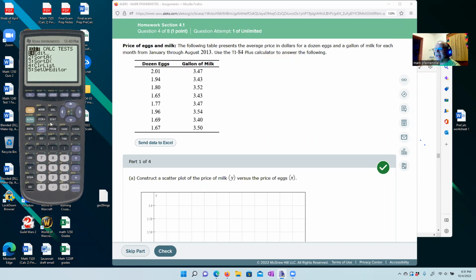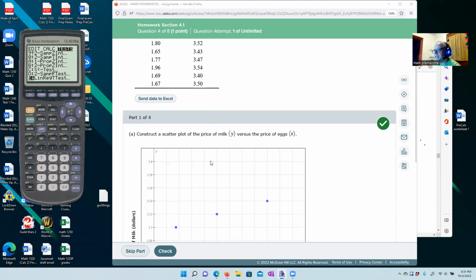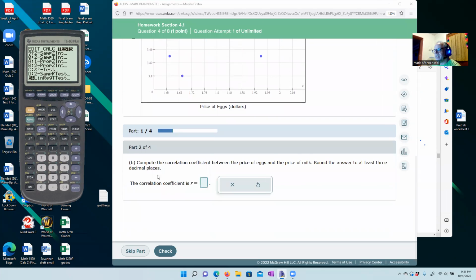So we're going to hit stat. We're going to go to tests, and I'm going to go down to E here. That's going to be lin reg t-test. That's going to give us all the information that we're going to want. Mostly in this case, we just want the correlation coefficient, right?